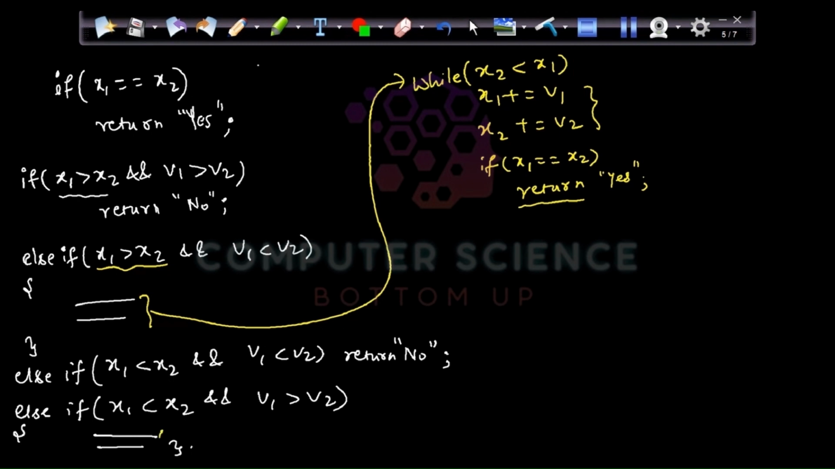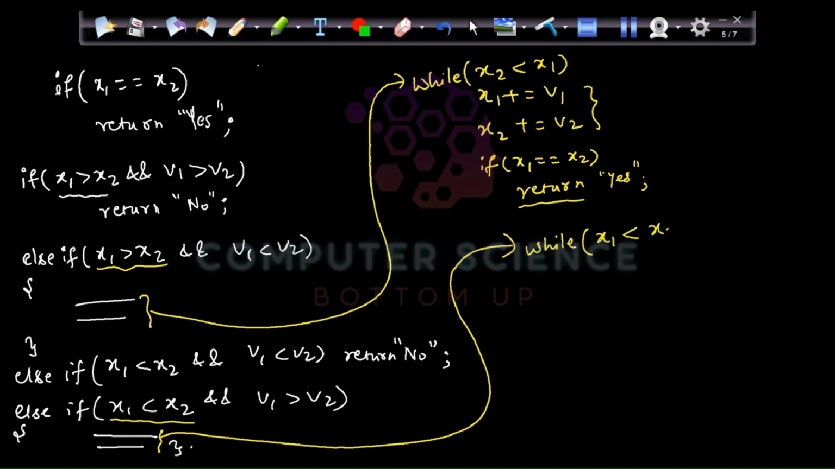Similarly, what logic should be here? It is very similar to this one, only slight changes, which is the while condition. Here x2 is initially ahead of x1, so I will check till the time x1 is less than x2. I will keep updating my x1 and x2, so x1 plus equal to v1 and x2 plus equal to v2. And if x1 equals x2, then return yes.